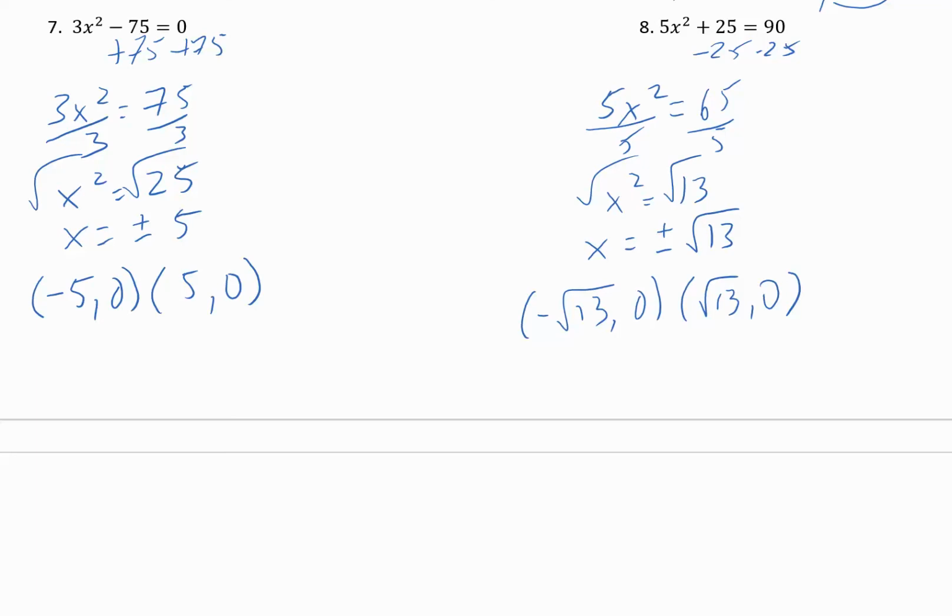So for number 8, when you simplified it, it did not simplify into a whole number. When you took the square root, you got the square root of 13. We don't want to use a decimal at this point. You want to leave it as a radical, which is considered an exact answer. So we're going to say the negative square root of 13, 0 and the square root of 13, 0. If we were to graph these, you could turn them into decimals and then graph them on the x-axis. But for right now, since we're solving algebraically, leave it as an exact answer.